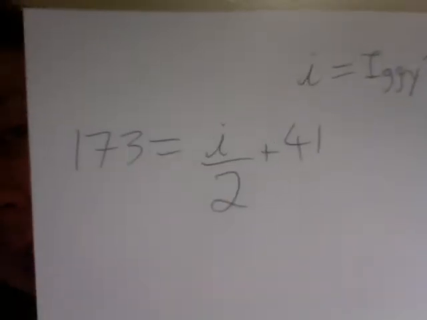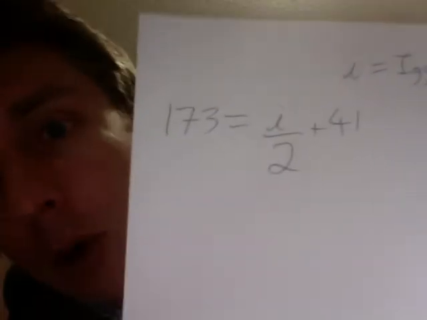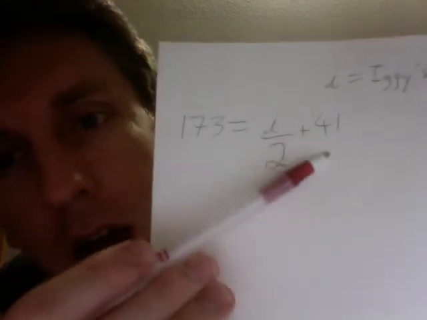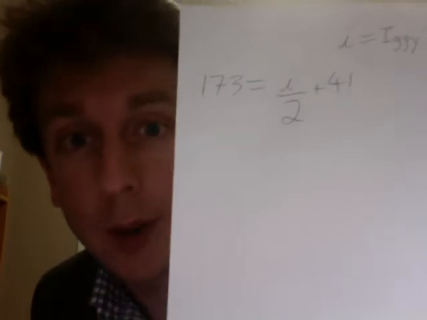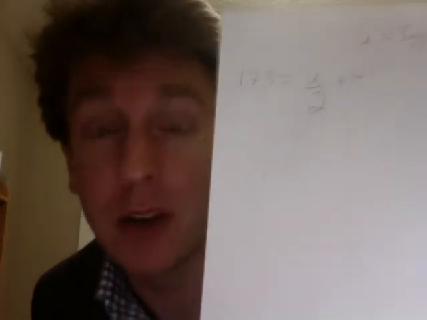Now the challenge here is that we have two steps. So we are actually going to do the reverse order of operations. Before we can go multiplying this I by 2, we have to get rid of the plus 41. But opposite operations still apply. So if we're adding 41, how do we get rid of that? We subtract 41. That's right. We subtract 41 from both sides.